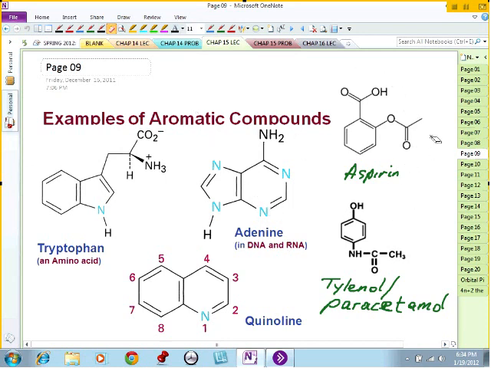Now, you see here, this is aspirin. All of you know aspirin, right? Very simple molecule. By the time we get to chapter 16, you should be able to make this molecule. This is Tylenol. Some countries refer to this as paracetamol, mostly in Europe and Africa. Of course, you have tryptophan, which is an amino acid that contains an aromatic ring system. This molecule here is a component of your DNA and RNA. The point to be made is that these are very important biological molecules.